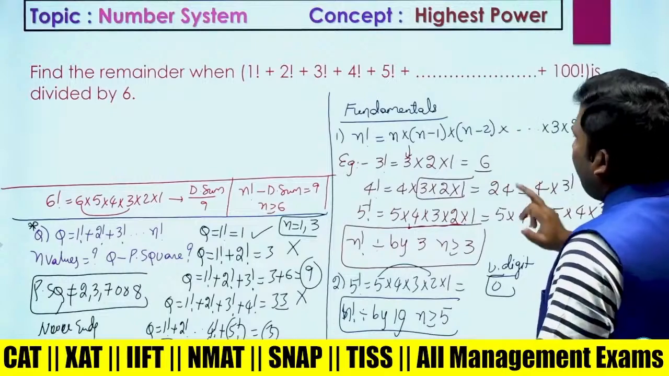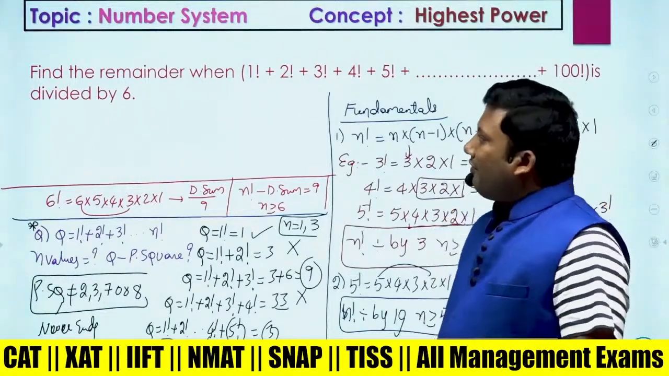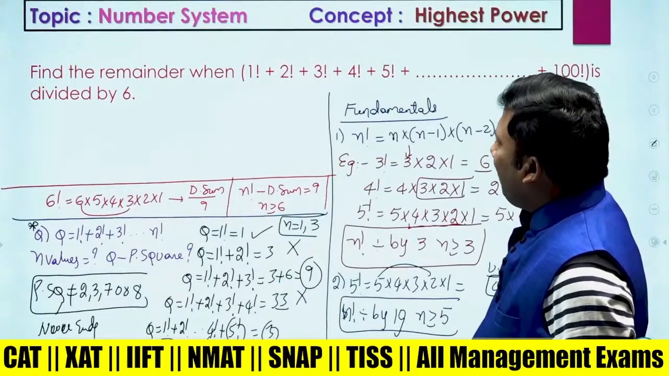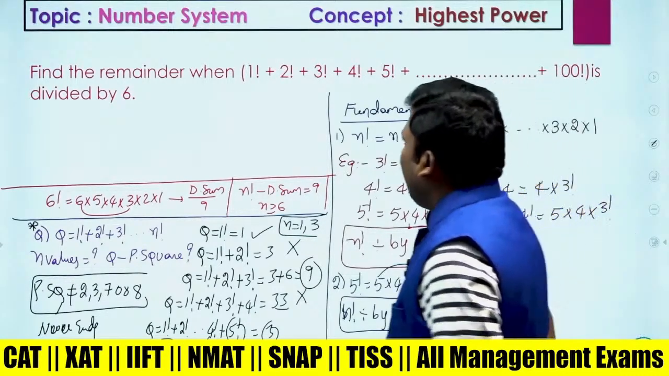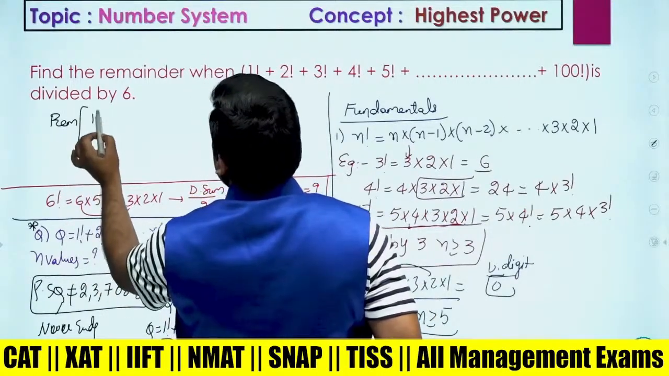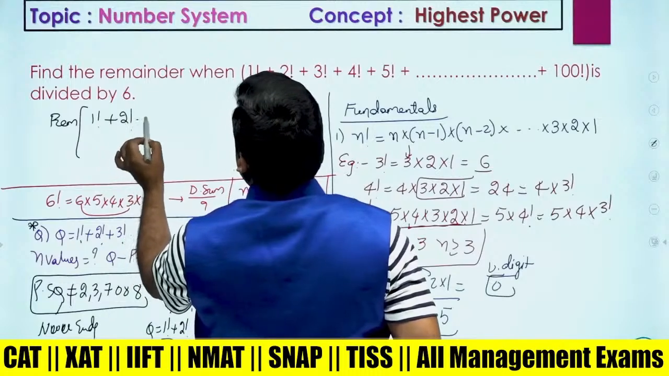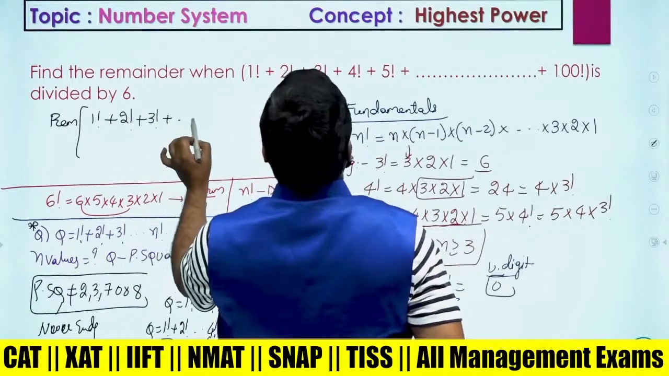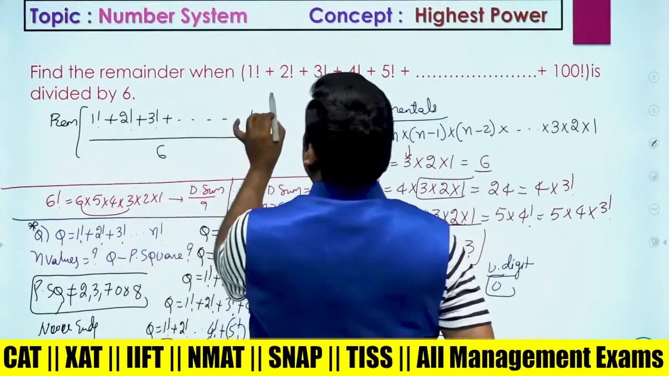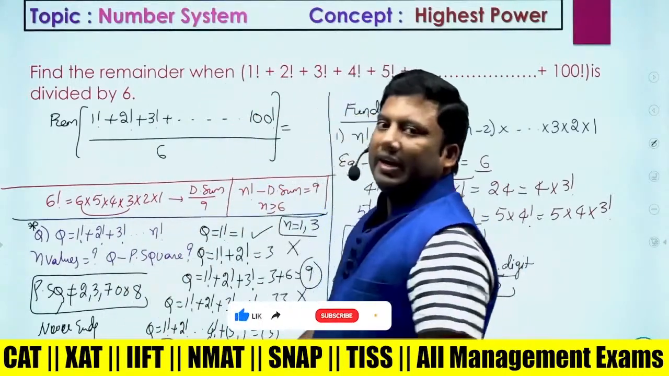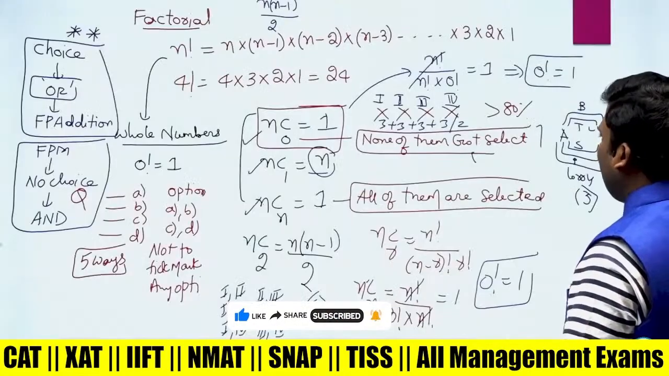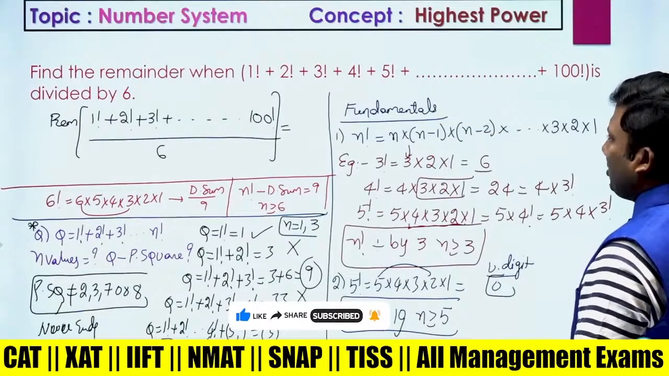Now we will solve the first question. Find the remainder when 1 factorial plus 2 factorial plus 3 factorial plus 4 factorial is divided by 6. It is an introductory question. There is another question I want to solve based upon this: 1 factorial plus 2 factorial, 3 factorial and so on up to 100 factorial, divided by 6. From 3 factorial onwards, 3 factorial is divisible by 6.